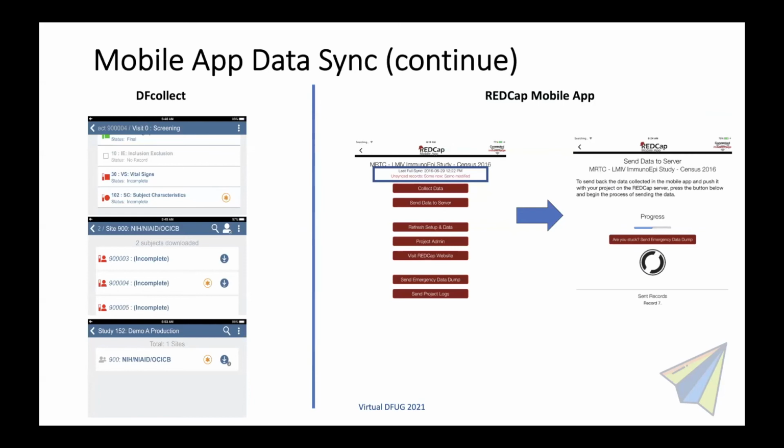Putting this into context, you can see the orange stars for DFcollect. This is really key to easily identifying which CRF pages need to be synced back to the database. When it comes to REDCap, it really is not as obvious. What you have to do is you need to click on this send data to server, and then the screen appears with this widget that circles, and eventually the data will make it back to REDCap.